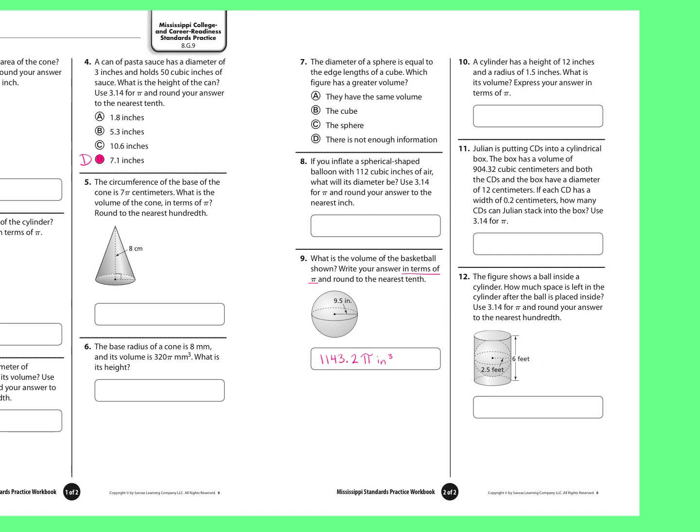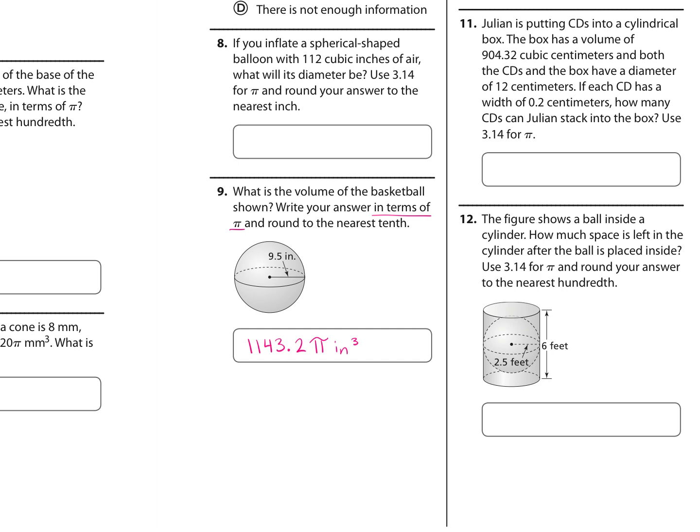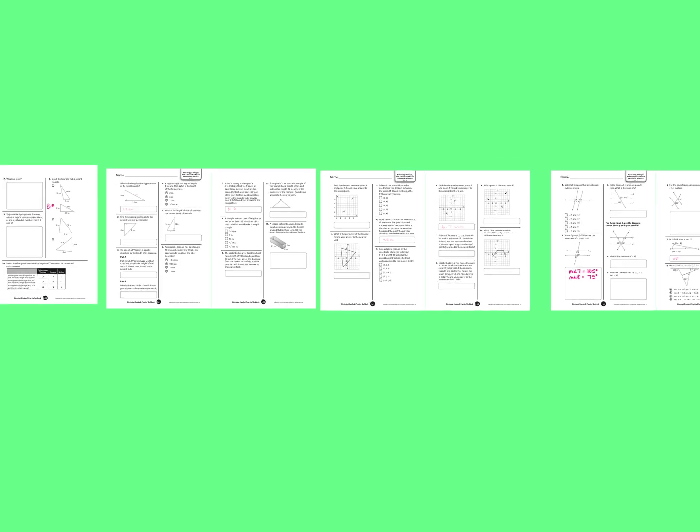Number 9 was 1,143.2. Oops, I'm going to zoom in anyway. Okay, 1,143.2 pi cubic inches. Now, if you got all those, that's great. If you missed some things, we're going to go back through and look at the work.